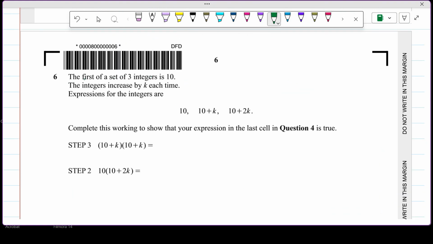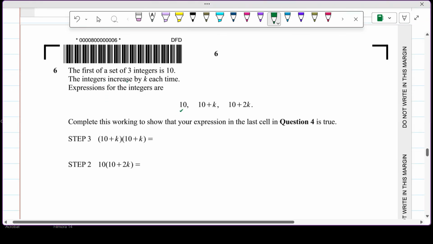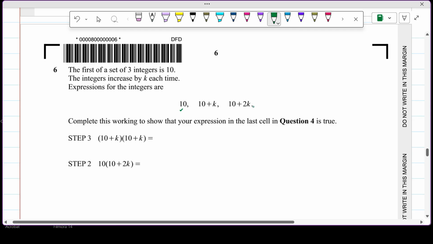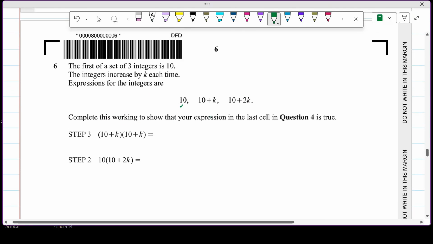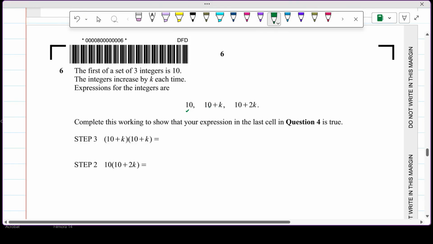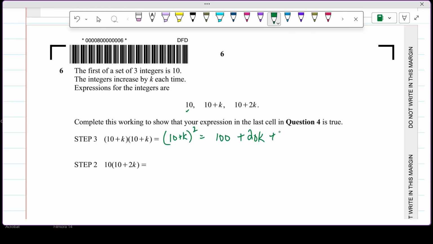Now question number 6. The first of the set of three integers is 10. The integer increases by k each time. So 10, then 10 plus k, and then 10 plus 2k. The expressions of the integers are these. Complete this working to show that your expression in the last cell in question number 4 is true. First we take the square of the middle term, which is step 3. So (10 + k) whole squared, and this is equal to 100 plus 20k plus k squared.